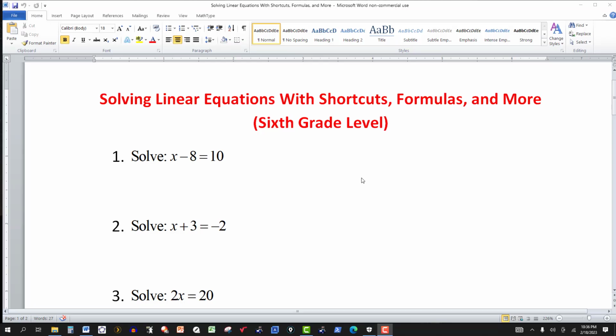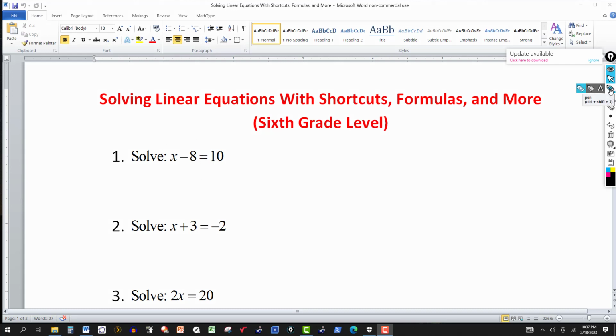In this video, we're going to be looking at solving linear equations again, except we're going to use some shortcuts. We're going to look at some formulas and a few other things. And I'm going to redo the problems that I did in the last video using the shortcuts. Remember, we pointed out that to solve an equation means to find the number or numbers that make the equation true.